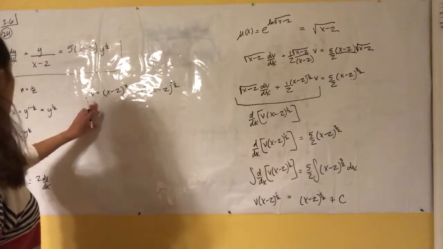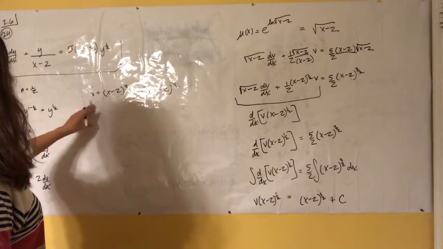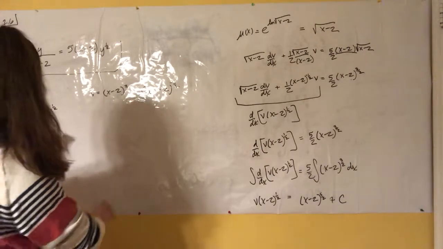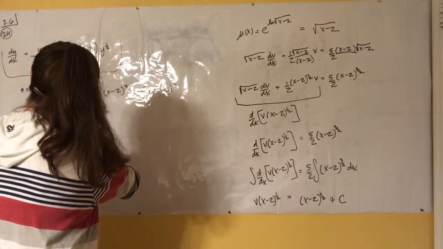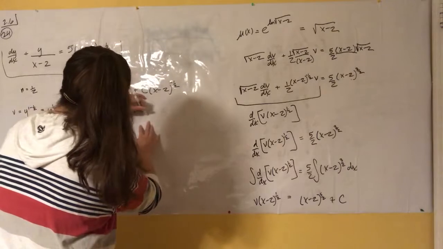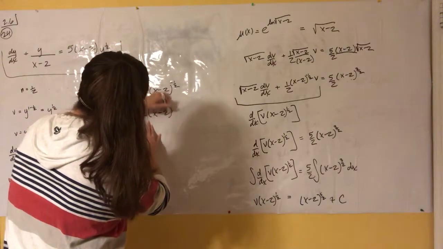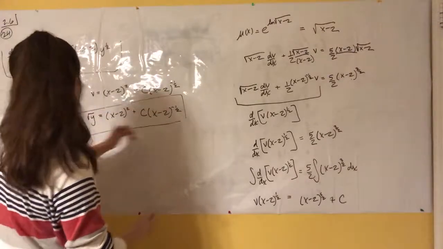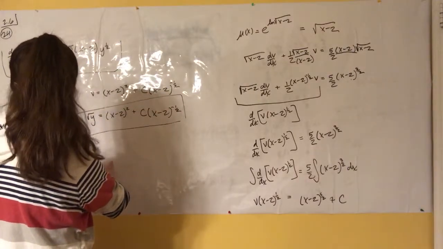And now you want v to be in terms of y, the original variable. v was equal to square root of y. Okay, you can leave your answer like that, or you can do this.